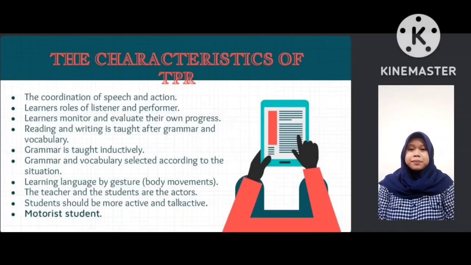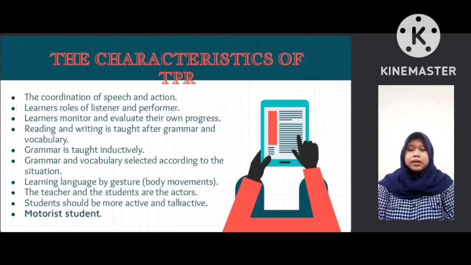Okay, now I will explain about the characteristics of TPR. The first is the coordination of speech and action. Second, learners' roles of listener and performer. Third, learners monitor and evaluate their own progress. And then reading and writing is taught after grammar and vocabulary. Grammar is taught inductively. Grammar and vocabulary are selected according to the situation.